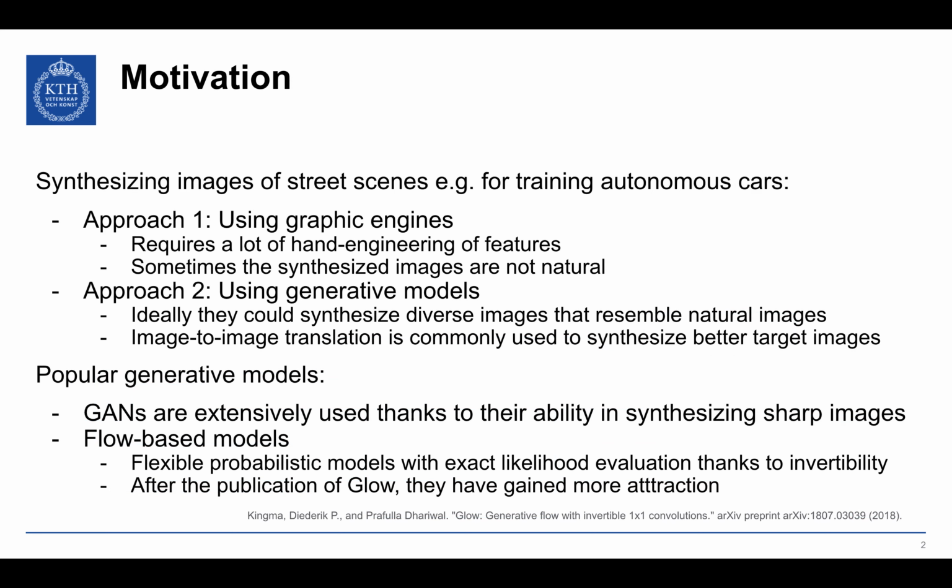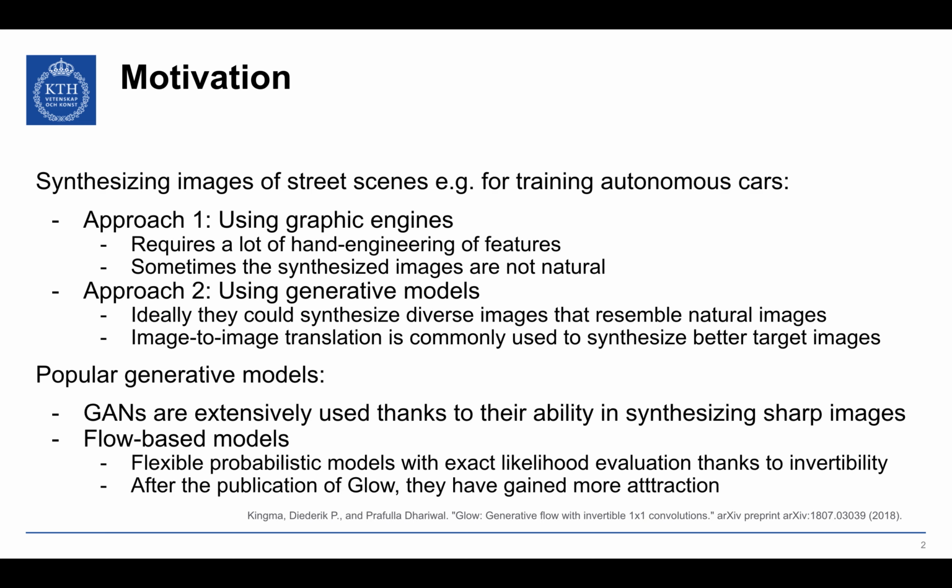Image synthesis in general, and in particular street scene image synthesis, is interesting for different tasks such as data augmentation for training of autonomous cars. One approach to doing so is using graphic engines. But those typically require a lot of hand engineering of features, and sometimes images generated by them are not even natural. Another approach is using generative models, which ideally should be able to synthesize diverse images that resemble natural images. They're typically used in an image-to-image translation setup, where a conditioning image is used to guide the synthesis of the target image.